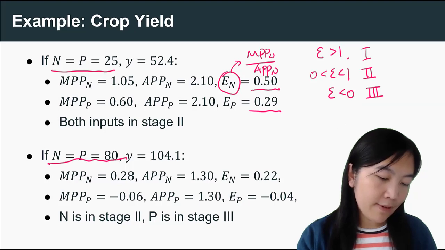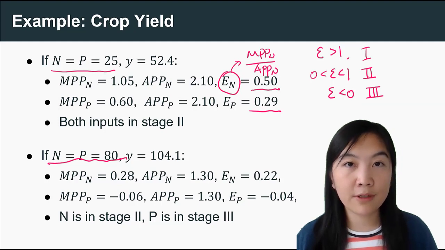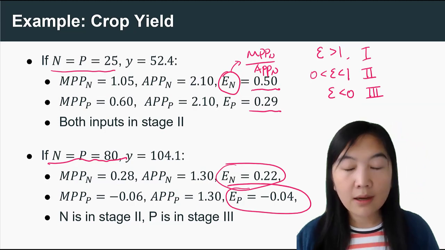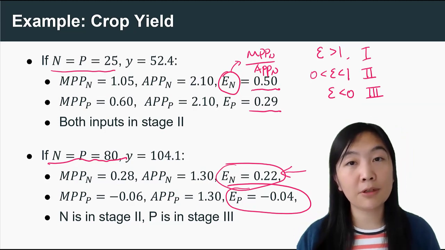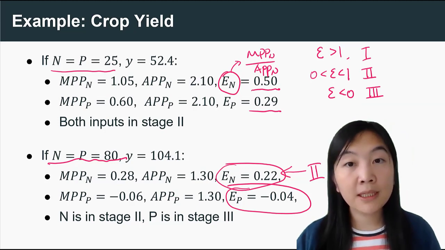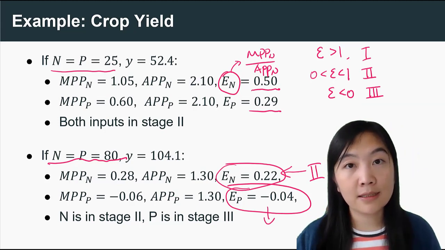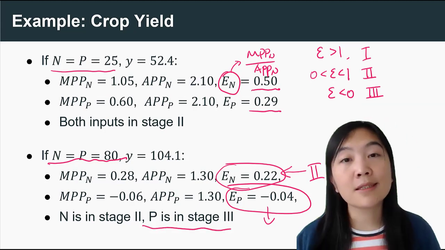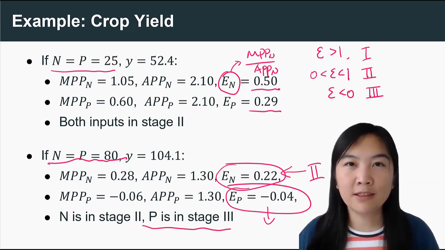If we have different values of N and P, so now we have different input use, then again we can calculate the elasticity. You will notice here that for N, the elasticity is between 0 and 1. That is stage 2. However, for P, we have a negative elasticity, so elasticity is smaller than 0, which means that P is in stage 3. It's interesting to notice here that different inputs could be in different stages.